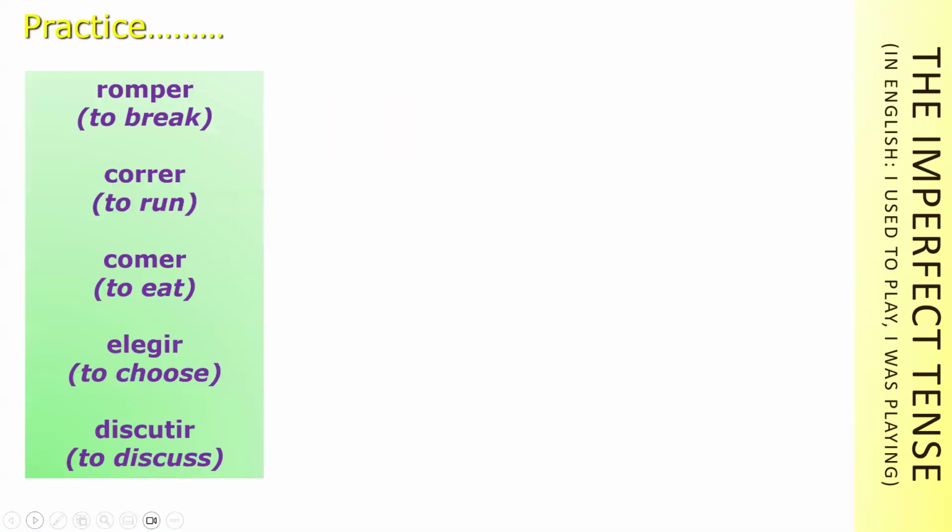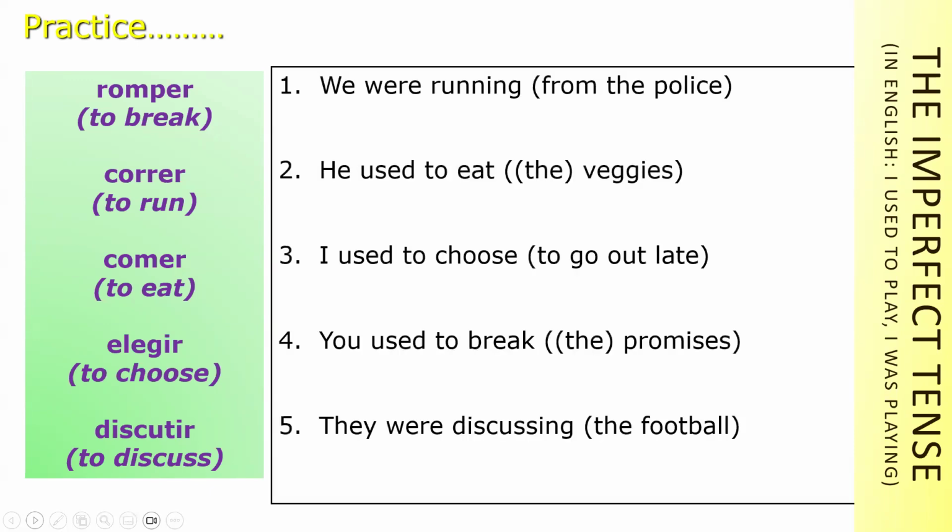They're ganging up together. Let's put it into practice, shall we? Down the left-hand side in our green box, we've got romper, correr, comer, and elegir and discutir. So a wee range of ER and IR verbs for you to put into practice. Just similarly to the previous activity, can you conjugate the verbs correctly? And if you want a little extra, finish off the sentence by including a translation of the bits in brackets. Hit pause here as you work your way through that task.